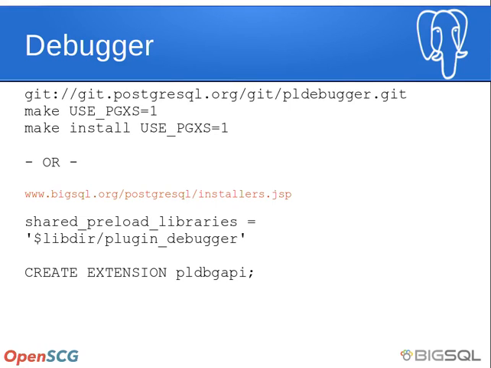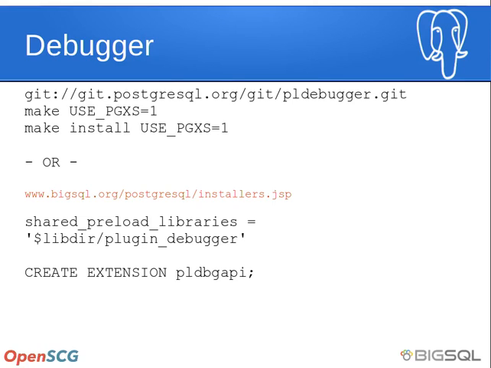The code is right here at git.postgresql.org for the debugger. It's fairly simple to build. You do a make install, and as far as I know, the only place that we could get the binaries from is, we put out a Postgres distribution and call it pgSQL. You can get it over at the postgres.org page and look for pgSQL.